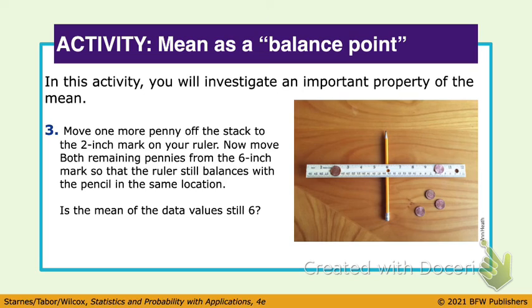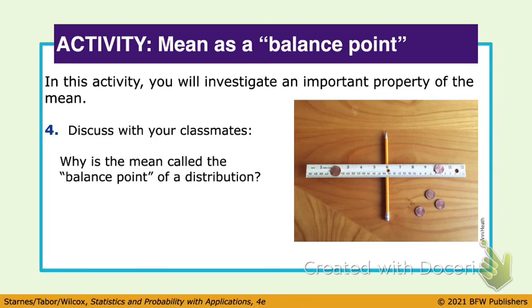Good to know. Anybody else able to get your pennies to balance with your pencil at 5? What do you notice about the spacing of your pennies when your pencil's at 5? They're not even. No. And probably you have more pennies on one side than the other. Okay? So what that means is you have a skewed distribution. Oh my gosh. Now we have skewed distributions. So all of this to say, why do you guys think the mean is called the balance point of the distribution?